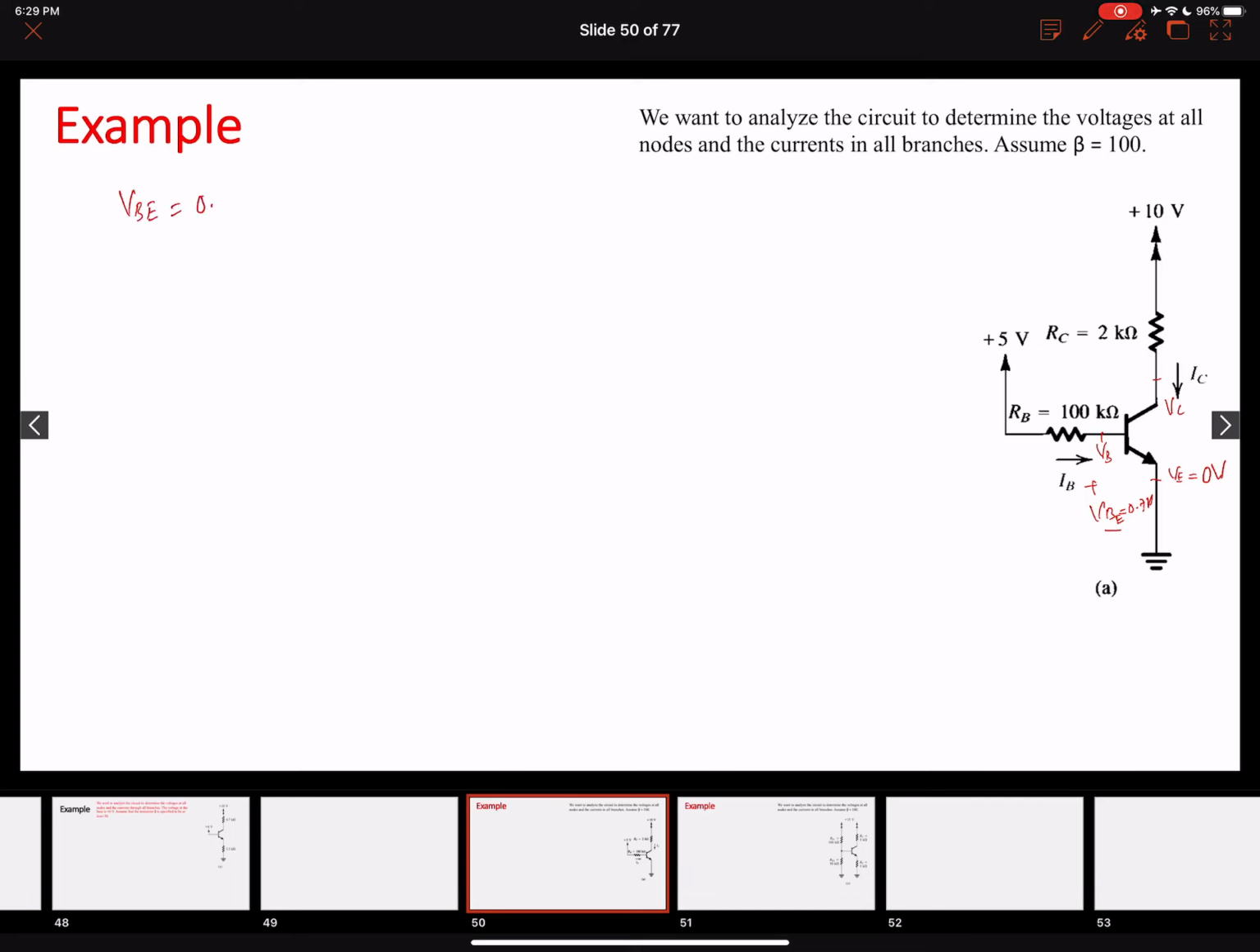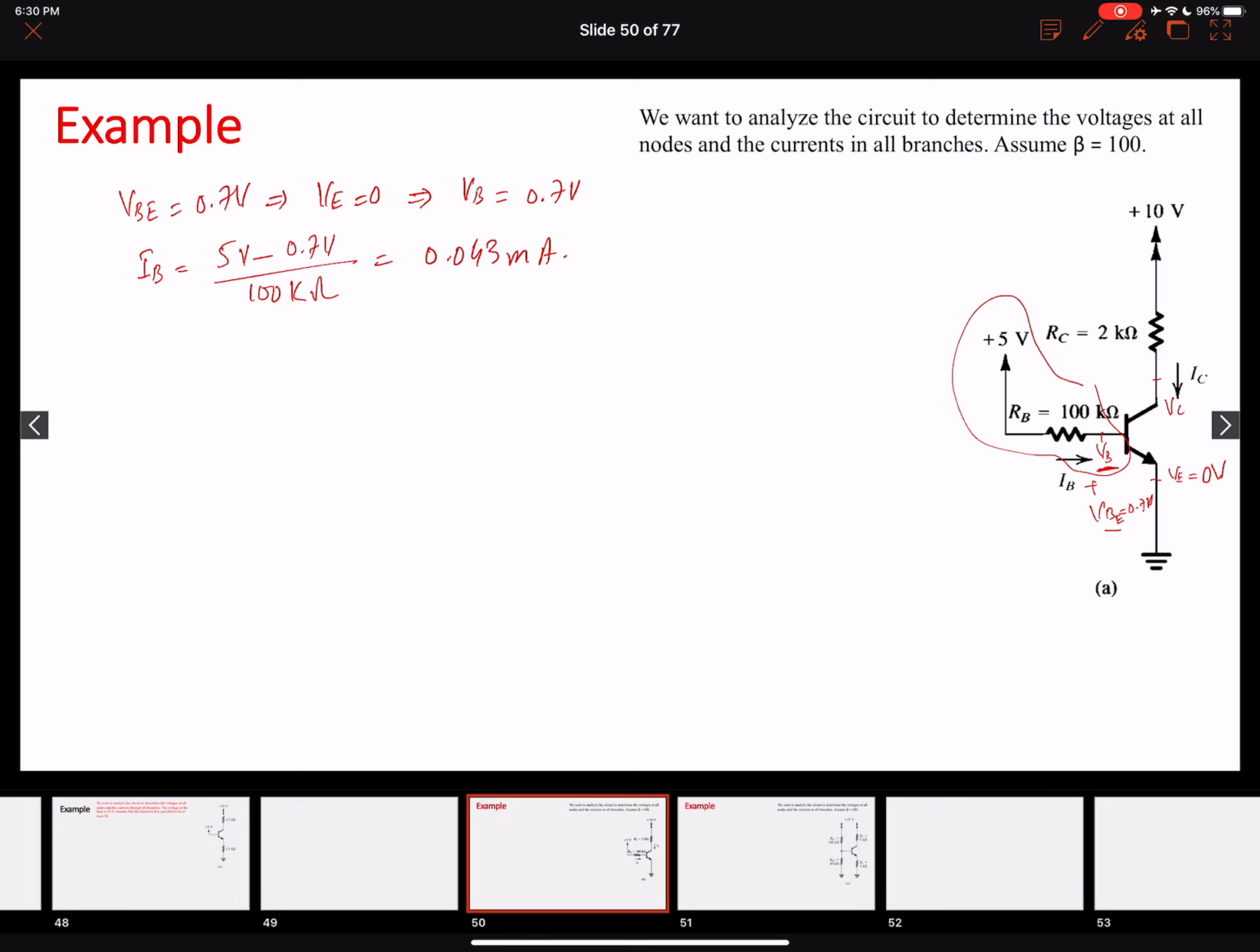So our IB now equals 5 volts minus VB, which is 0.7 volts, divided by RB, 100 kilo ohms. So the answer that I will get is 0.043 milliamperes. So this is the amount of the base current that is flowing into the base terminal of this NPN transistor.